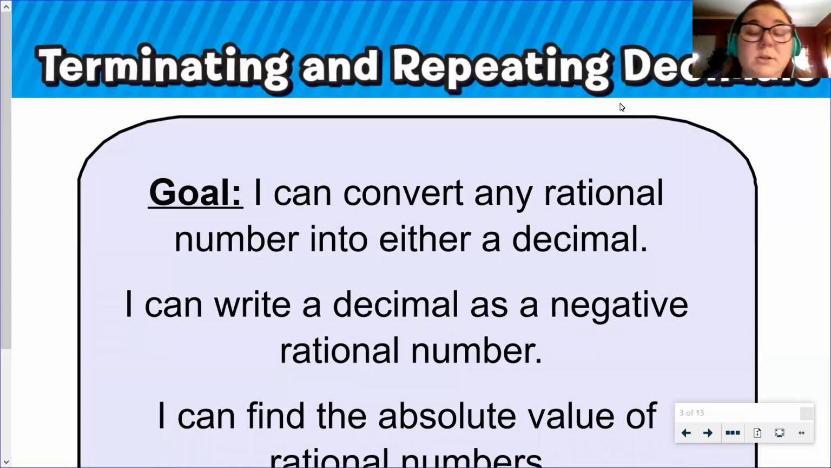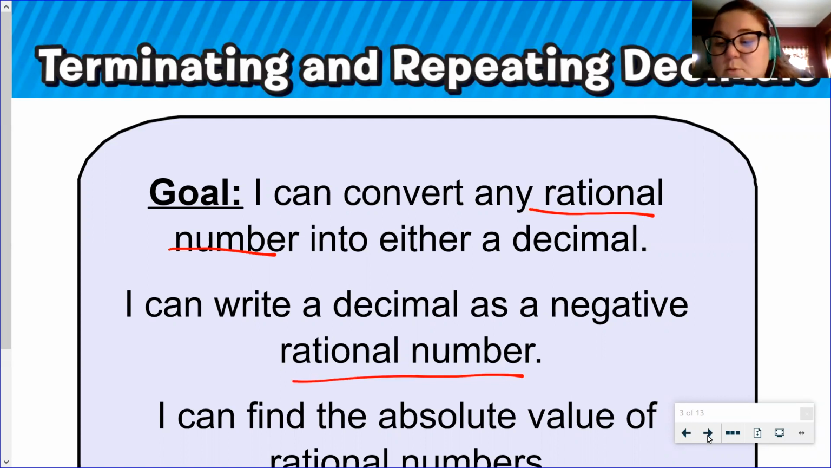Good morning. I'm going to talk about terminating and repeating decimals. We've already done that. However, we are going to convert these into decimals, rational numbers. So rational numbers, I'll explain what that means. That's a new word. We also can write a decimal as a negative rational number and then look at some absolute value with rational numbers.